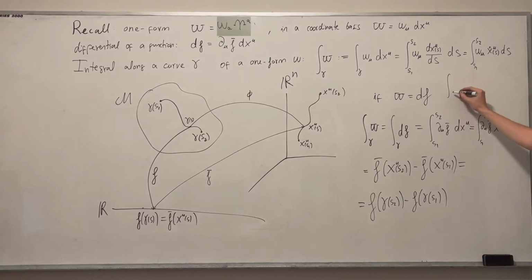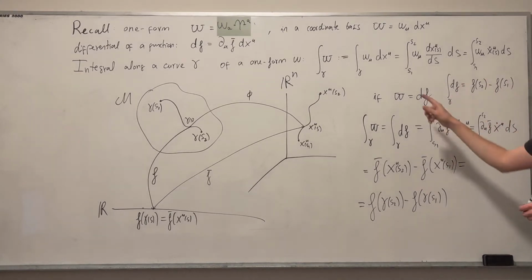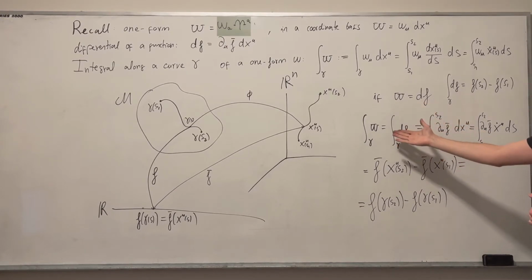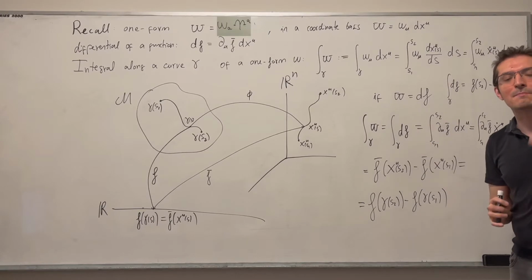You know that when you have the integral along a curve from s1 to s2 of a df, you know that this will not depend on the path, will depend only on f evaluated at the end point minus f evaluated at the beginning point. That's kind of the idea that's coming here. So if my one-form is the differential of a function, I know the integral of the one-form along the path is path independent.